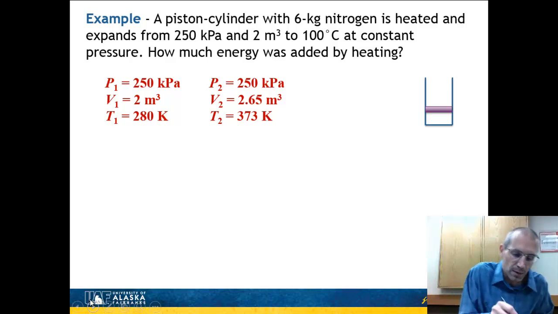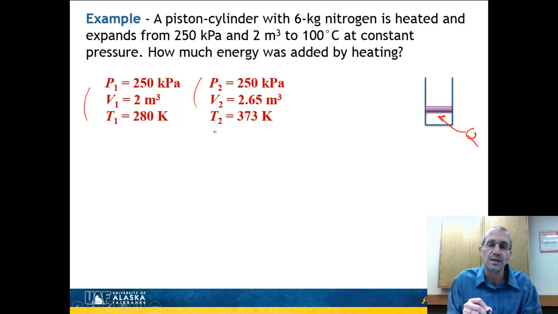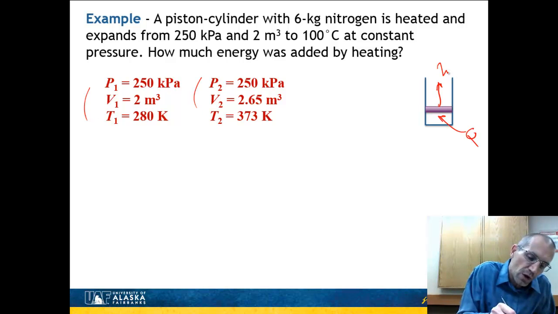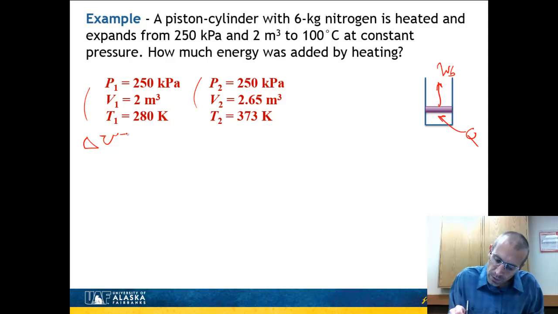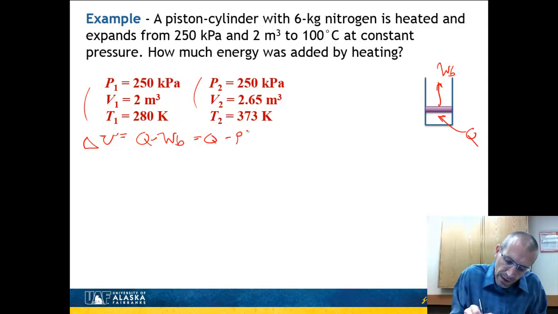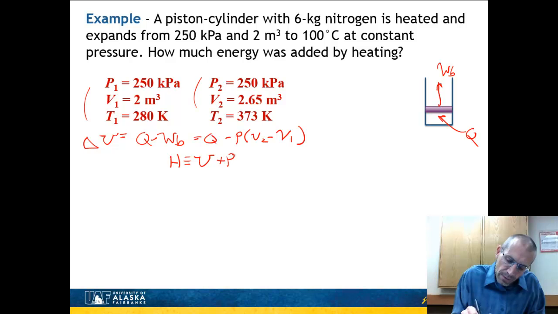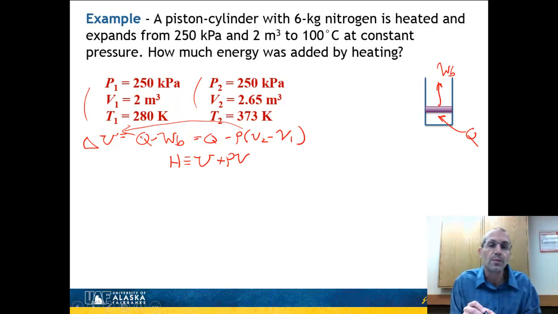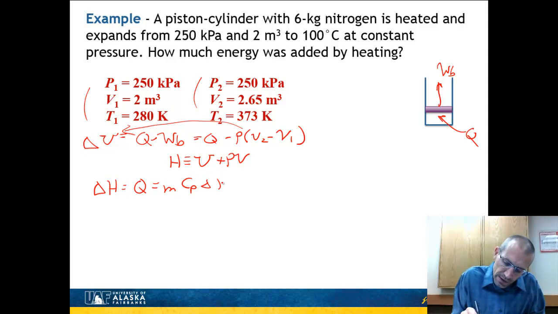So this is the exact same problem where, again, I'm adding heat Q. My conditions are the exact same. The problem is the exact same problem, doing boundary work, but we're going to solve it using a different equation. So recall the first law energy balance is that delta U is equal to Q minus W, which is Q minus P (V2 minus V1). Now, H, the enthalpy, is U plus PV. So I can go ahead and move the PV terms over there, and I have delta H is equal to Q, and delta H is m CP delta T.